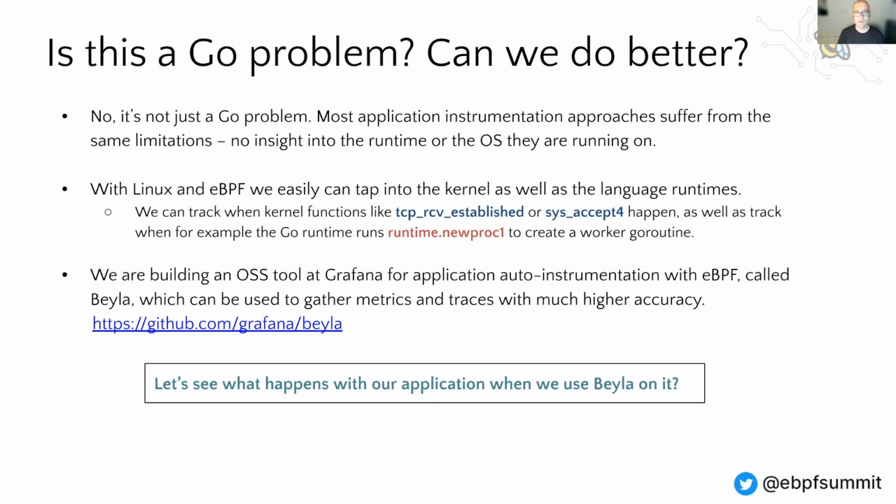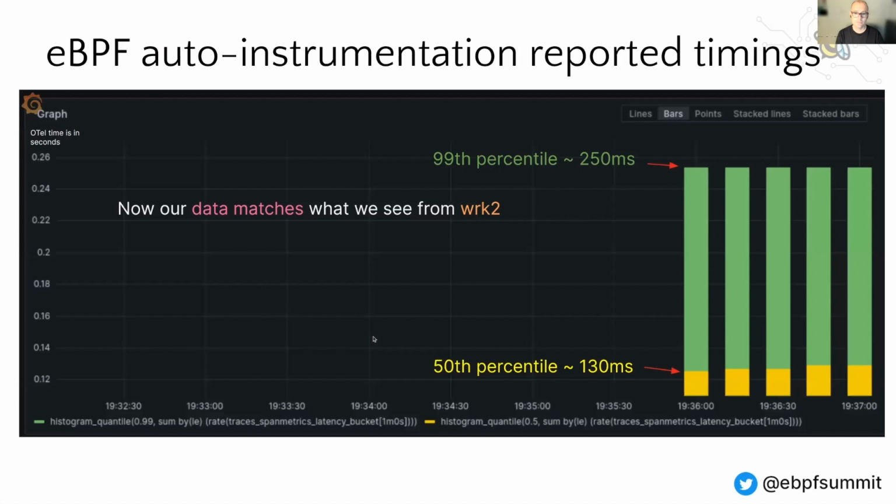Fortunately for us, on Linux systems with eBPF, we can tap much lower level than our application. We can tap at the kernel level. We can track functions like tcp_rcv_established, or we can track when the Go runtime forks a new goroutine to run a particular request. At Grafana, we've built an OSS tool that does auto instrumentation of HTTP and gRPC services with eBPF to do exactly this. If we use eBPF on the service we saw before, this is the kind of data we'll get, which matches what we see from Work2.